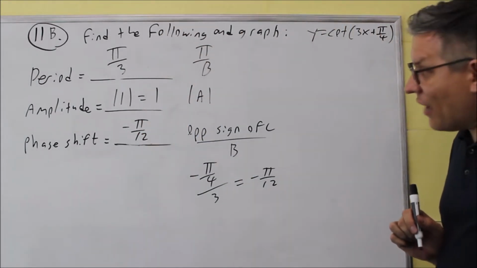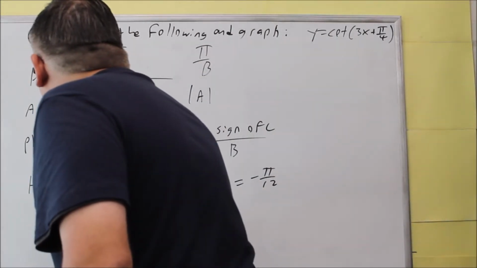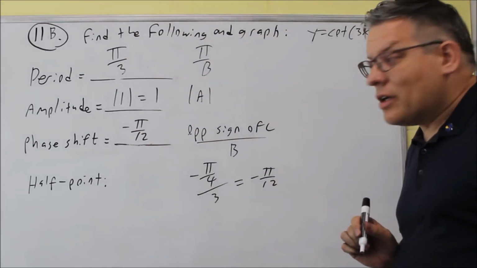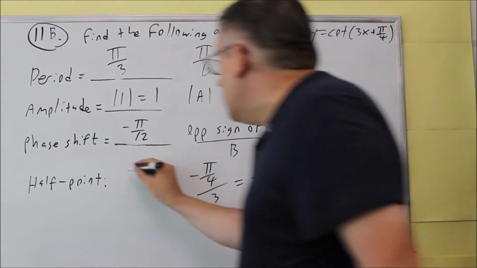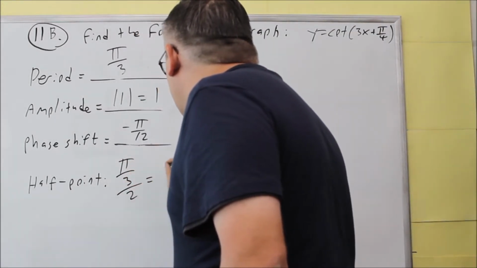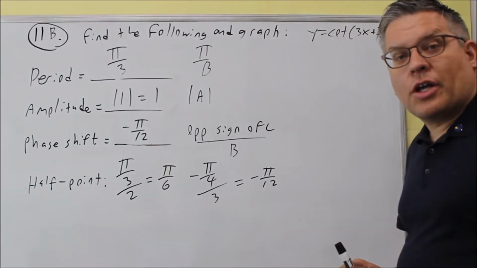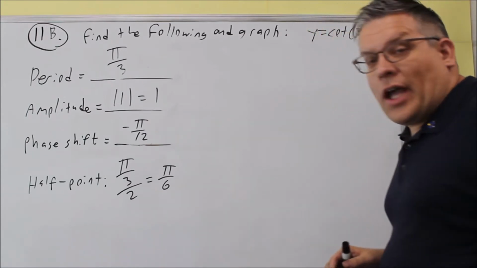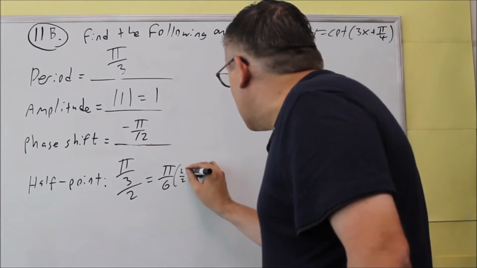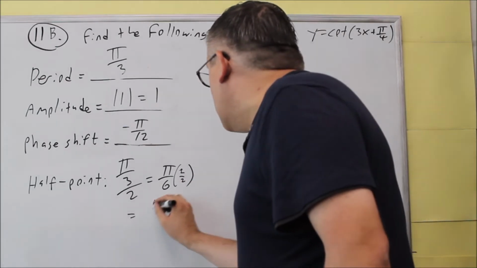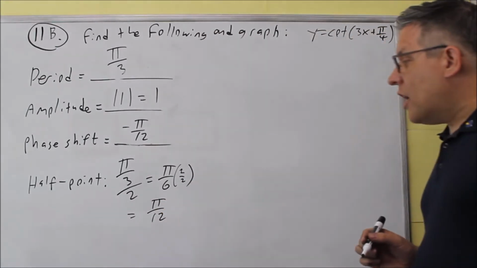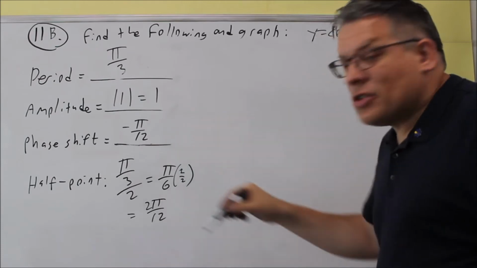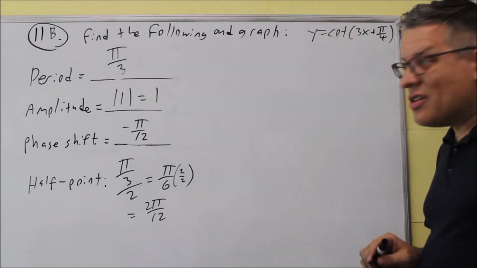Next, we want to get the half point. The half point is what we're going to keep adding to the phase shift to get the other key points. The half point is always your period divided by 2. So pi over 3 divided by 2, and if you flip and multiply, you're going to get pi over 6. Now to make things easier to add, you want the phase shift and the half point to have the same denominator. So I'm just going to multiply the top and bottom by 2, and I'm going to use 2 pi over 12 for the half point. That way they have the same denominator, which makes it easier to add.